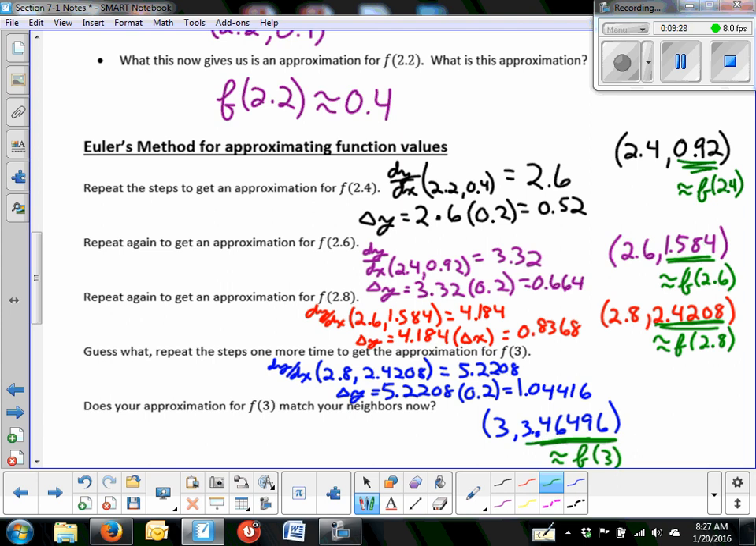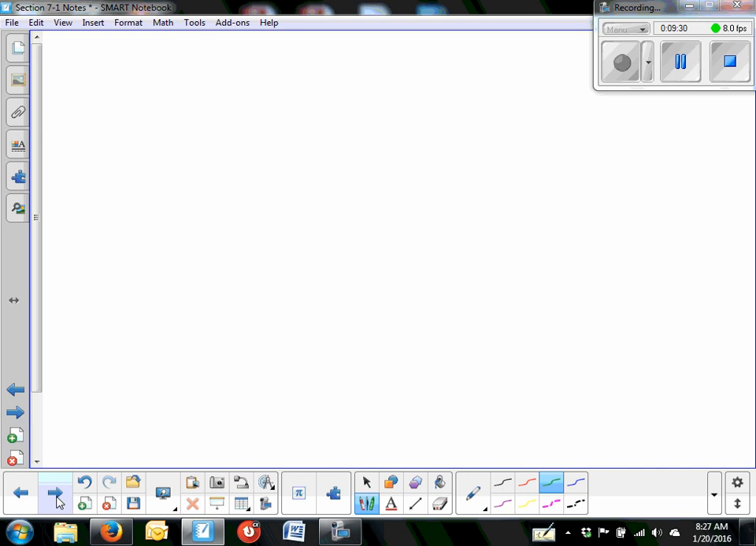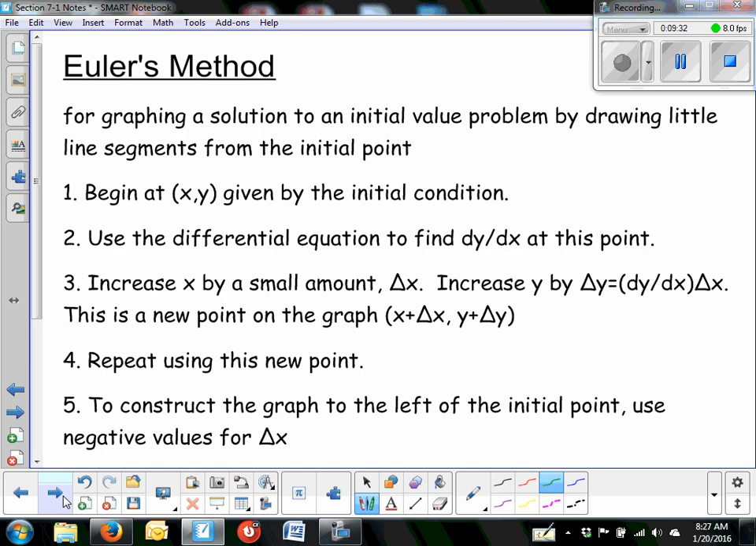To kind of give you a place where this is all written down, this is what is called Euler's method, because again, Euler created this, because he pretty much did everything. This is a way of using the slope field to get a solution to an initial value problem by doing little line segments. And in class tomorrow, I'll demonstrate that a little bit better.